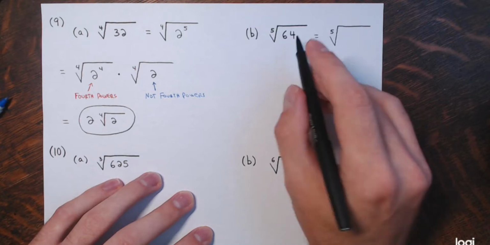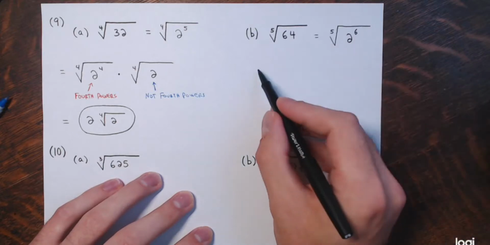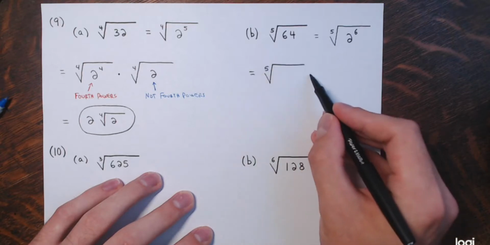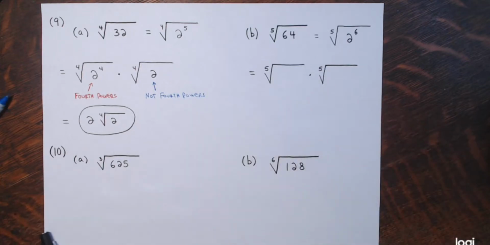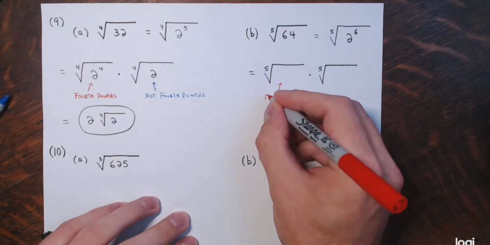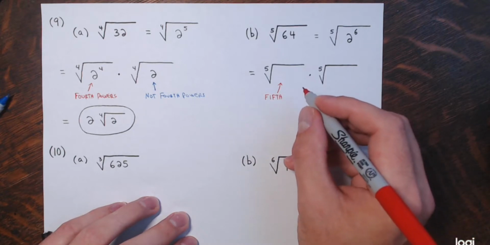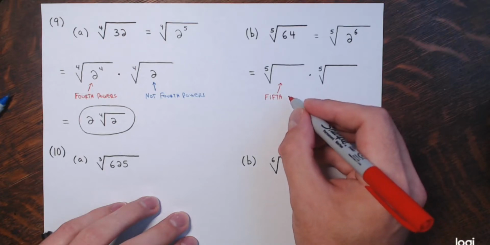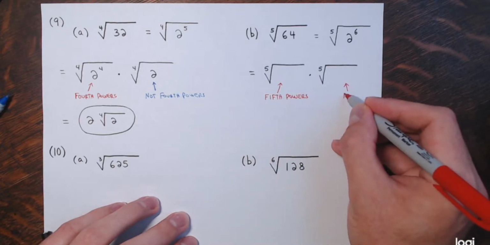Now 64 is just 2 to the 6th. And when I split this up with the product property, right, I'll have a fifth root times another fifth root. And this time, what I want to put in this first radical are fifth powers, right? Powers that are multiples of 5. As I said, 5, 10, anything that can be written as something to the fifth. So here I want fifth powers, and over here I want not fifth powers.